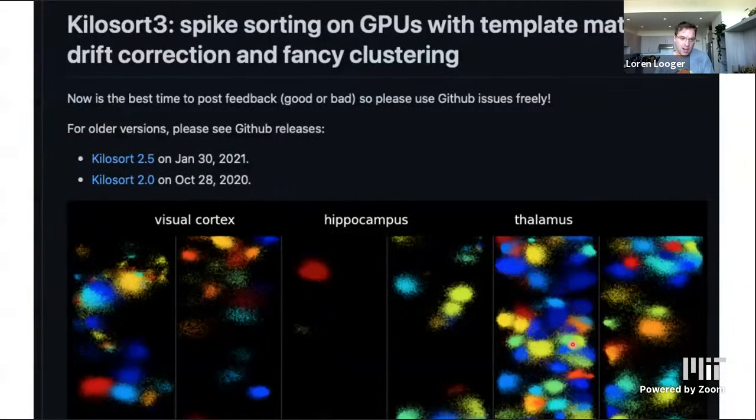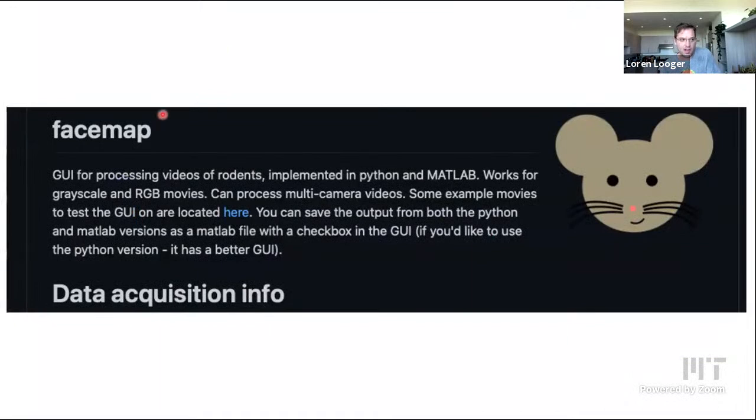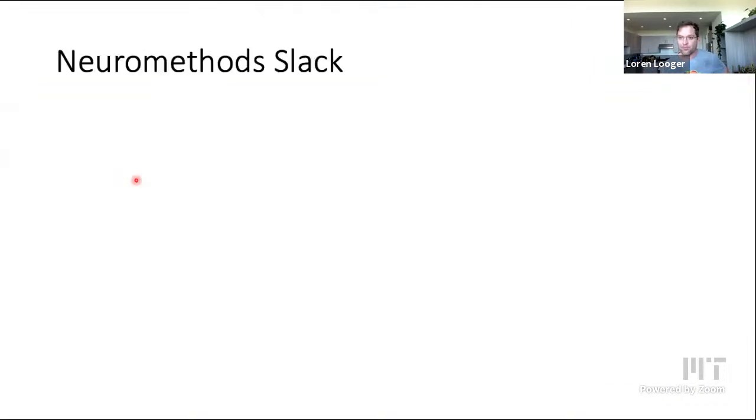of a button. I know less about this, but while I'm giving a shout out, they have spike sorting on there as well with Kilosort, and mouse body and facial position tracking with FaceMap.